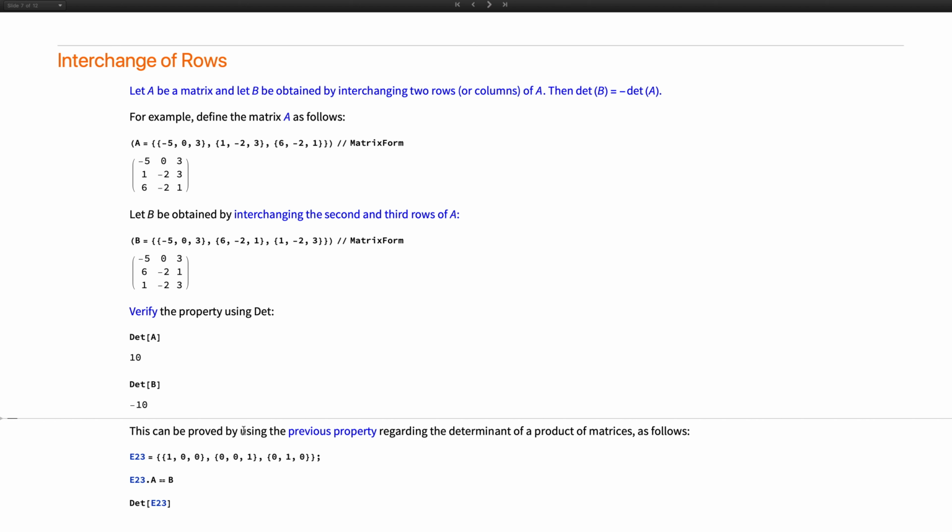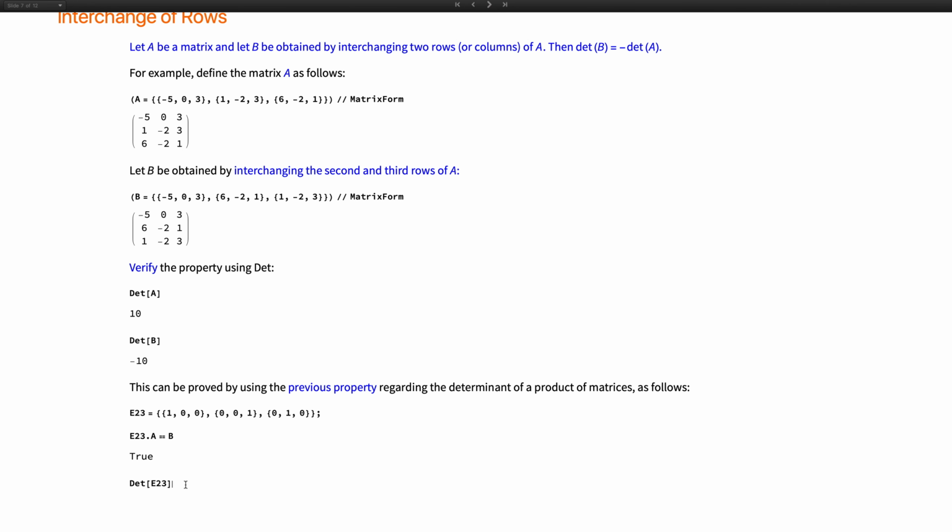And if you had to prove it, what you do is you define an elementary matrix, which does just the flipping for you, and work out determinant of that elementary matrix. You get -1, and that's where the negative sign over here comes from.